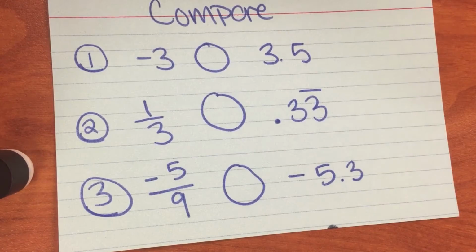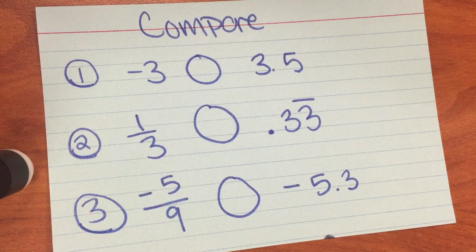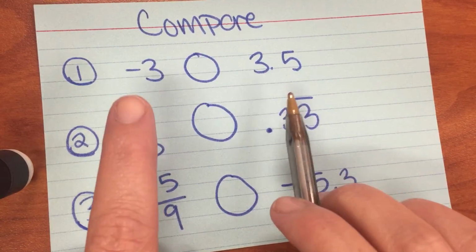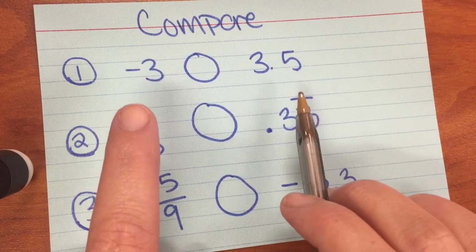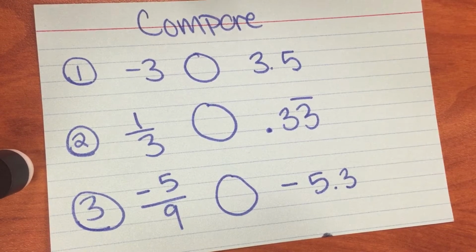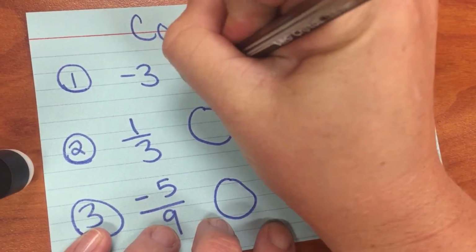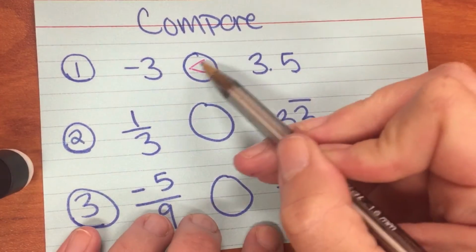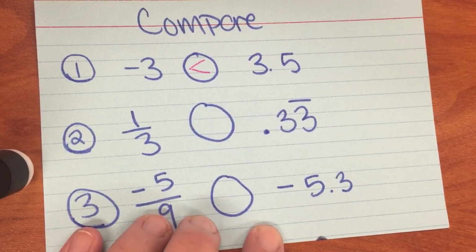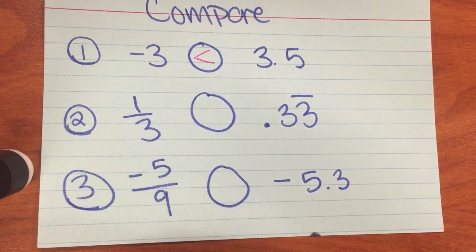So let's compare these. We've got negative 3 and 3.5. First off, step 1, convert all to decimal form. Are we done with that part? It looks like it. Okay, cool. Separate your positives from your negatives. One's positive, one's negative. So let's compare them. Is negative 3 greater than, less than, or equal to 3.5? It doesn't even matter what we're looking at. All we know is that this is negative, this is positive, so negative is always going to be less than my positive. Very true. And remember, your less than symbol always points to the one that's less than. You want the bigger piece of cake. Yes, you always want the bigger piece.